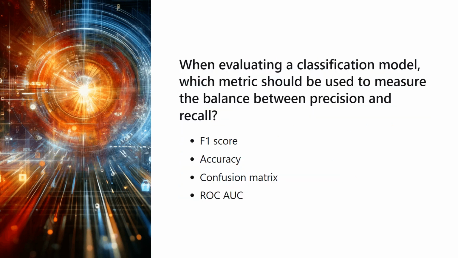Alright, moving on to the next question. When evaluating a classification model, which metric should be used to measure the balance between precision and recall? F1 score, accuracy, confusion matrix, ROC AUC. The accurate response is F1 score. Let's now determine why this answer is correct.